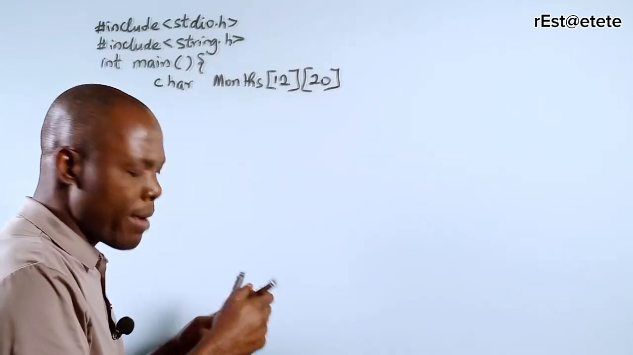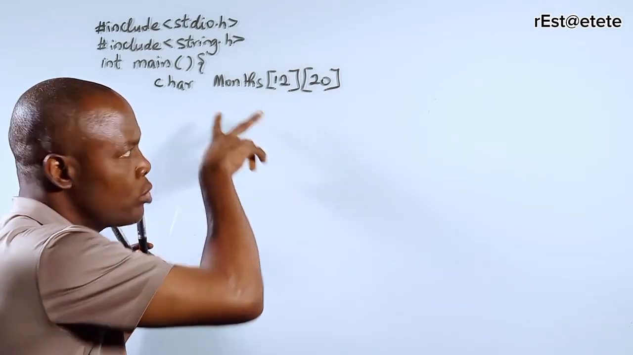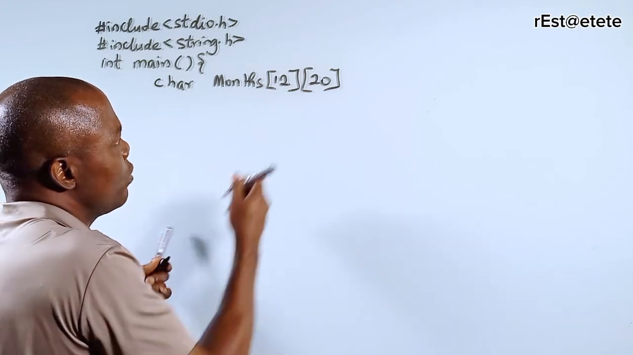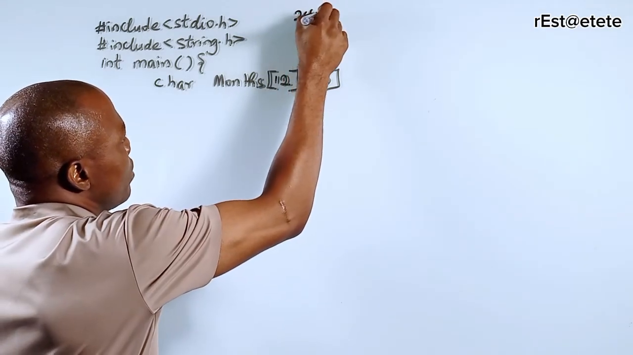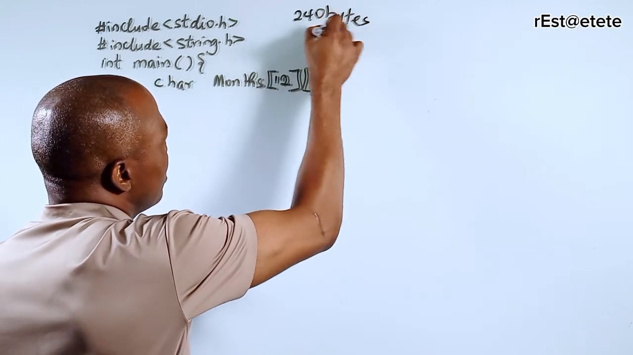So what will be the total bytes if you bring this two-dimensional array down to a one-dimensional array? That will be 12 times 20, which is 240 bytes. So that will give you 240 bytes of memory. I hope you are seeing that.